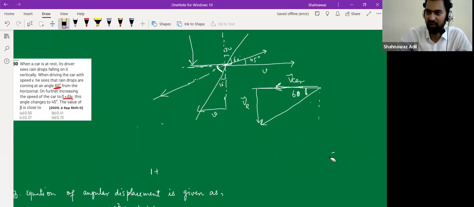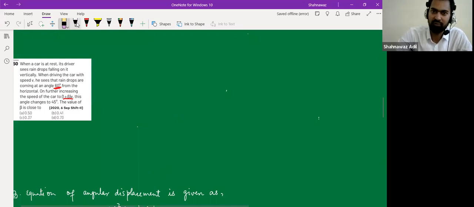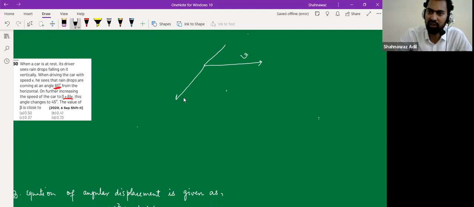I made a mistake, sorry. Okay, so let's just make a clear diagram. So this is the actual diagram. This is V, right? And rain is making this much angle, right?